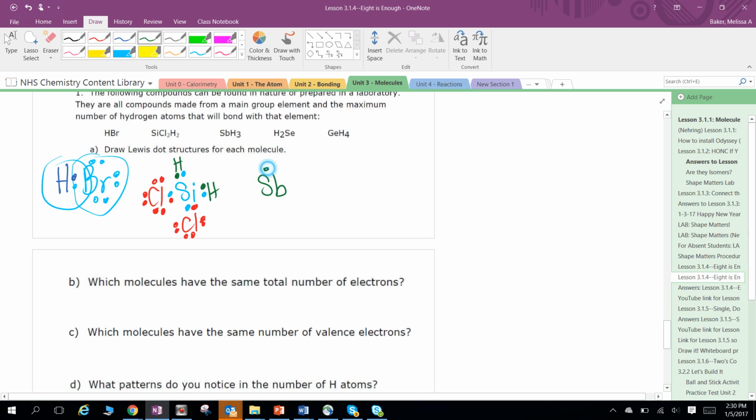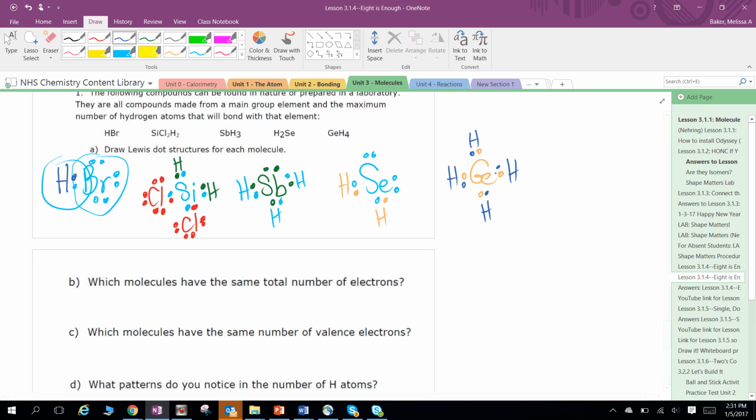Sb is in group 5A, so 1, 2, 3, 4, 5, and it is with 3 hydrogens. 1, 2, 3. Se is in group 6A, 1, 2, 3, 4, 5, 6, and there's 2 hydrogens. And Ge has 1, 2, 3, 4 valence electrons, and so each hydrogen will go right next to those extra electrons there.